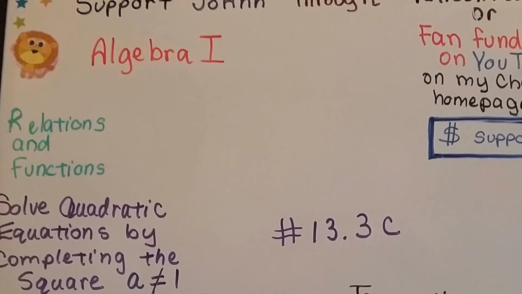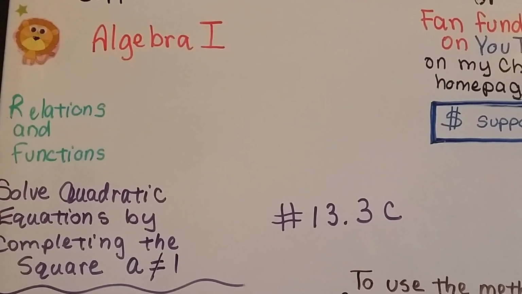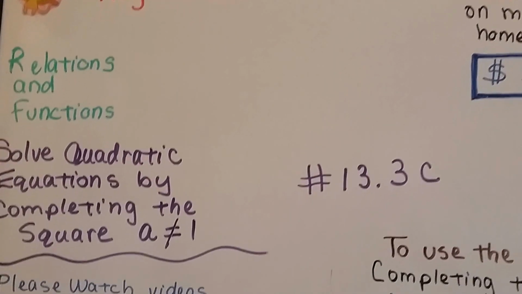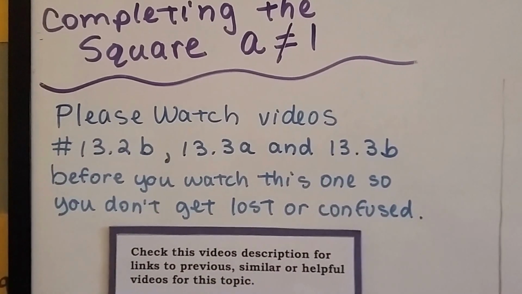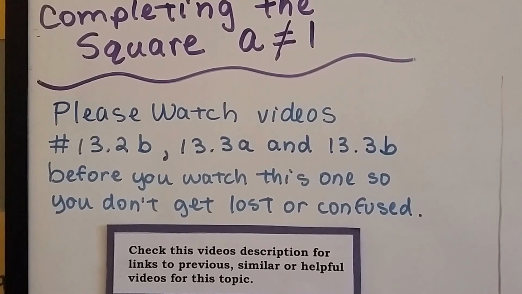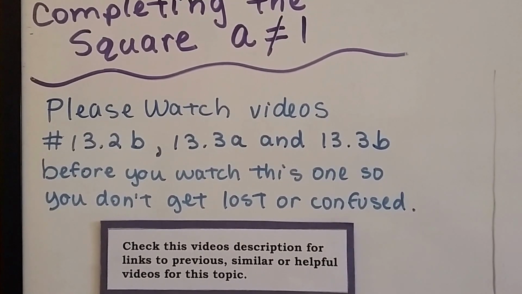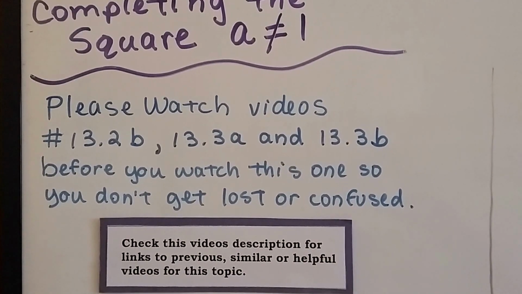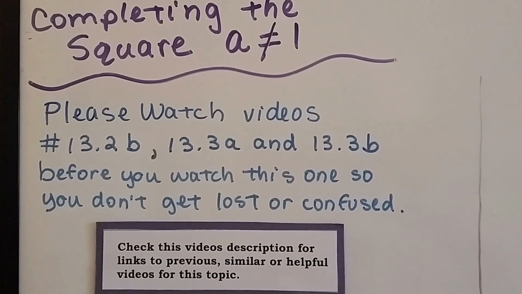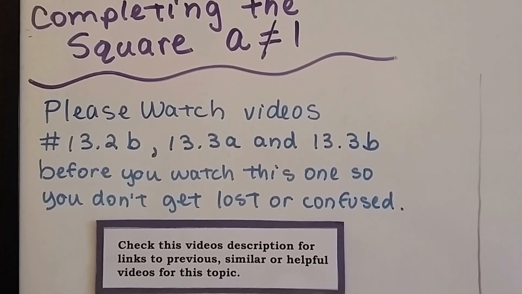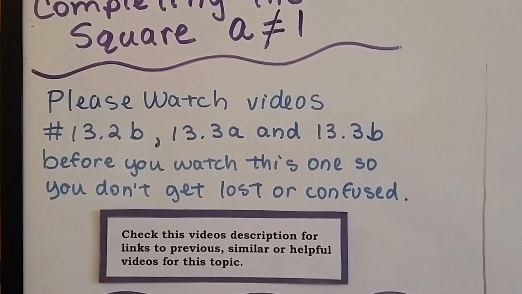Algebra I 13.3c, solve quadratic equations by completing the square when a is not equal to 1. I really want you to watch the videos 13.2b, where we talked about squaring binomials, and 13.3a and 13.3b before you watch this one, so you don't get lost or confused, because we already discussed what happens when you complete the square when a does equal 1. Now we're doing it when it's not equal to 1. There are links in this video's description, so you can go right to them and watch them real quick.